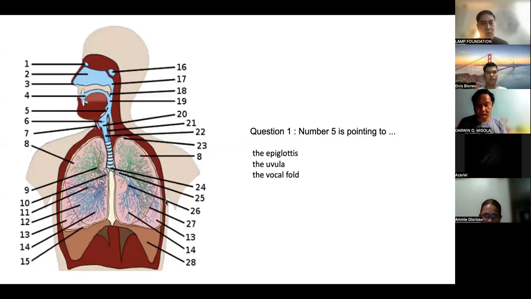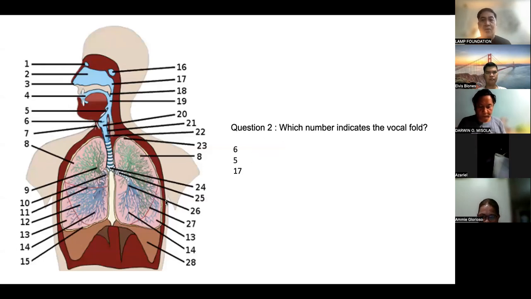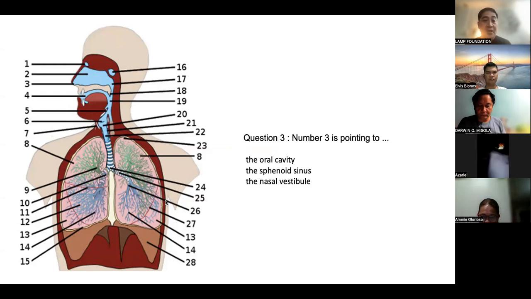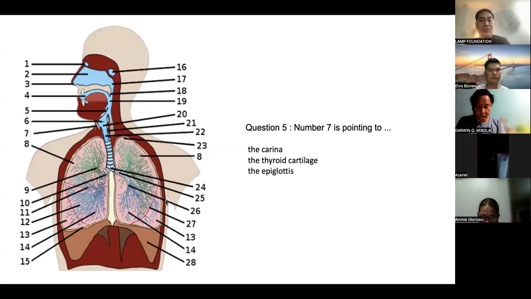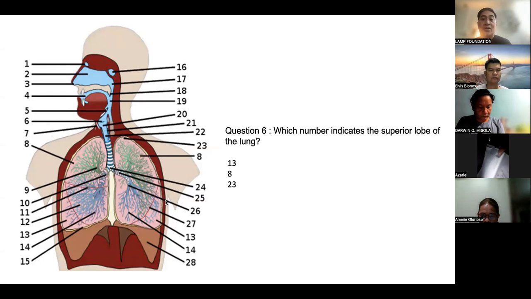Number 5 is pointing to what? Epiglottis. Which number indicates the vocal fold? Number 6. Number 3 is pointing to nasal vestibule. Which number indicates the oral cavity? Number 4. Number 7 is pointing to thyroid cartilage. Which number indicates the superior lobe of the lung?